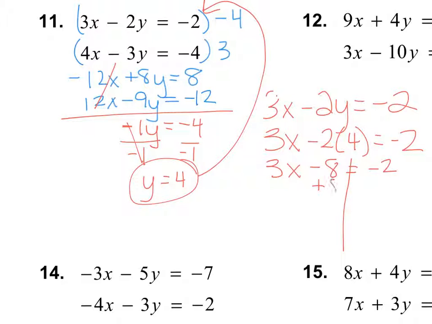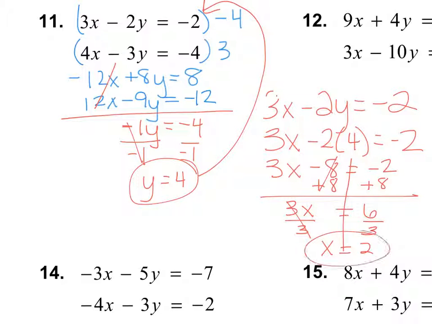Now we're going to add 8 to each side. 8's cancel out. 3x is equal to 6. We divide each side by 3. And we get x equals 2. So my answer is the ordered pair 2, 4.